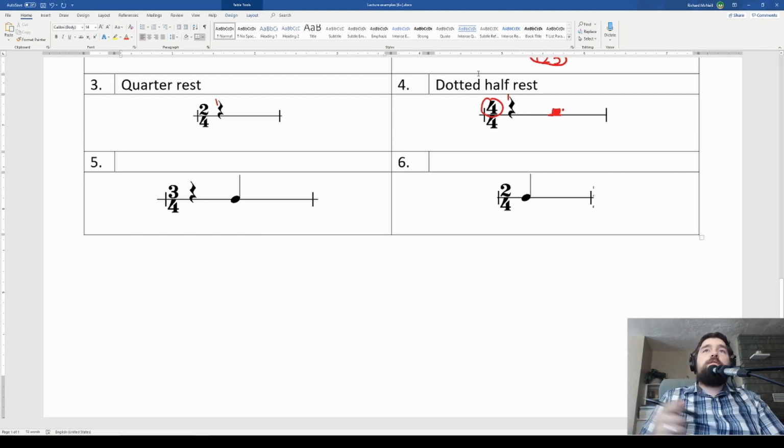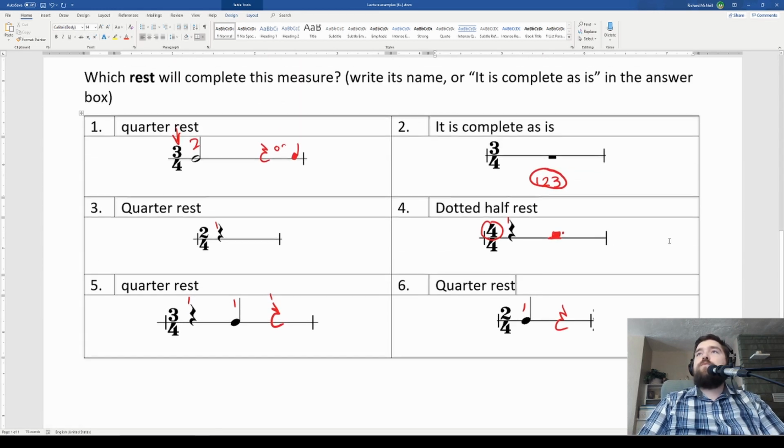Now for number 5. This one we have 1 beat with a quarter rest, 1 beat with a quarter note, meaning we need 1 more beat. That is the quarter rest, which would have 1 more beat. All right, and now for number 6, we have 1 beat here with a quarter note. We need 1 more beat with a quarter rest. All right, so there it is. The quarter rest gives us 1 more beat for our 2/4 measure.